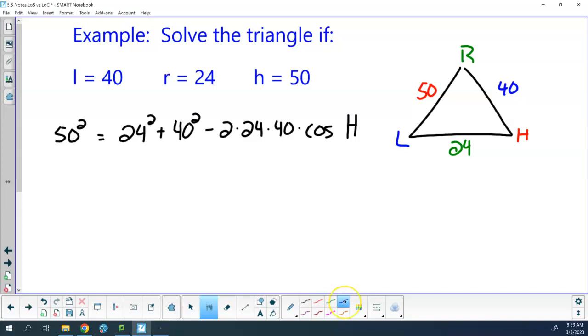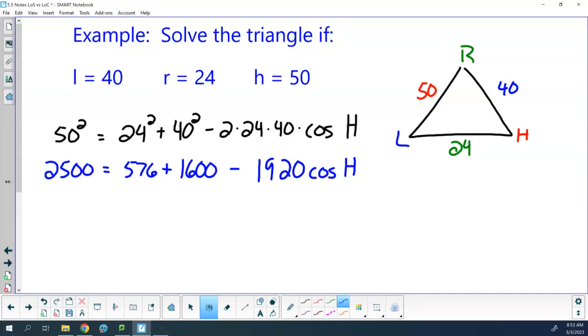So 50 squared is 2,500. 24 squared is 576. 40 squared is 1,600. 2 times 24 times 40 is 1,920. 2,500 minus 576 minus 1,600 is 324.